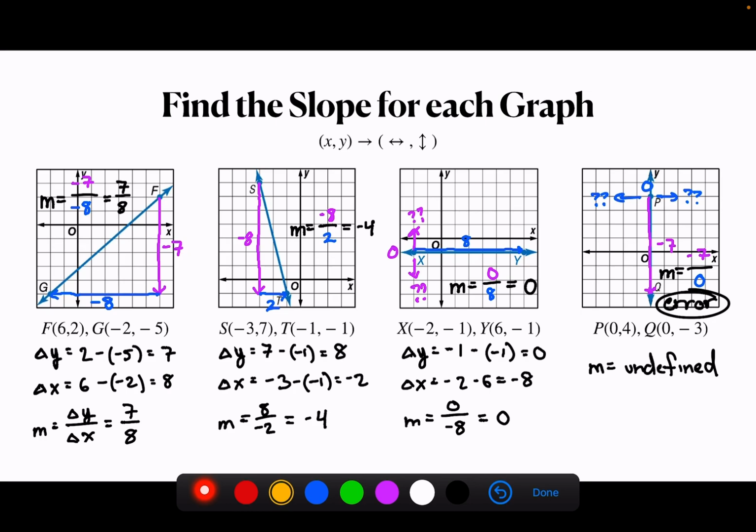And so in this case, we have a positive slope, we have a negative slope, we have a horizontal slope, and we have a vertical. So if you ever see something that is completely vertical, you know that the slope does not exist. It is undefined.